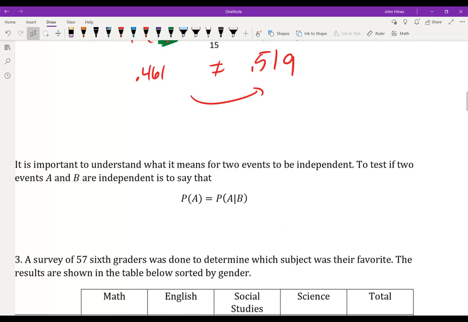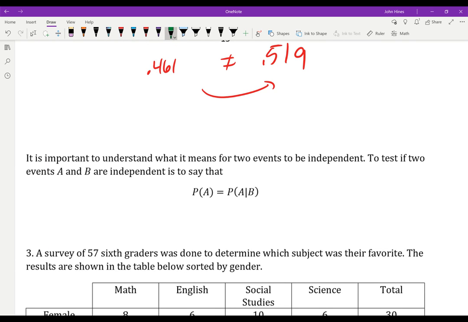For two events to be independent, it means the probability of the event occurring is the same as the probability of that event occurring given B. So knowing that extra information doesn't affect the probability of A occurring. The conditional probability is the same as the plain old probability of A. So the P of A has to equal P of A given B. So using that condition doesn't change the probability.